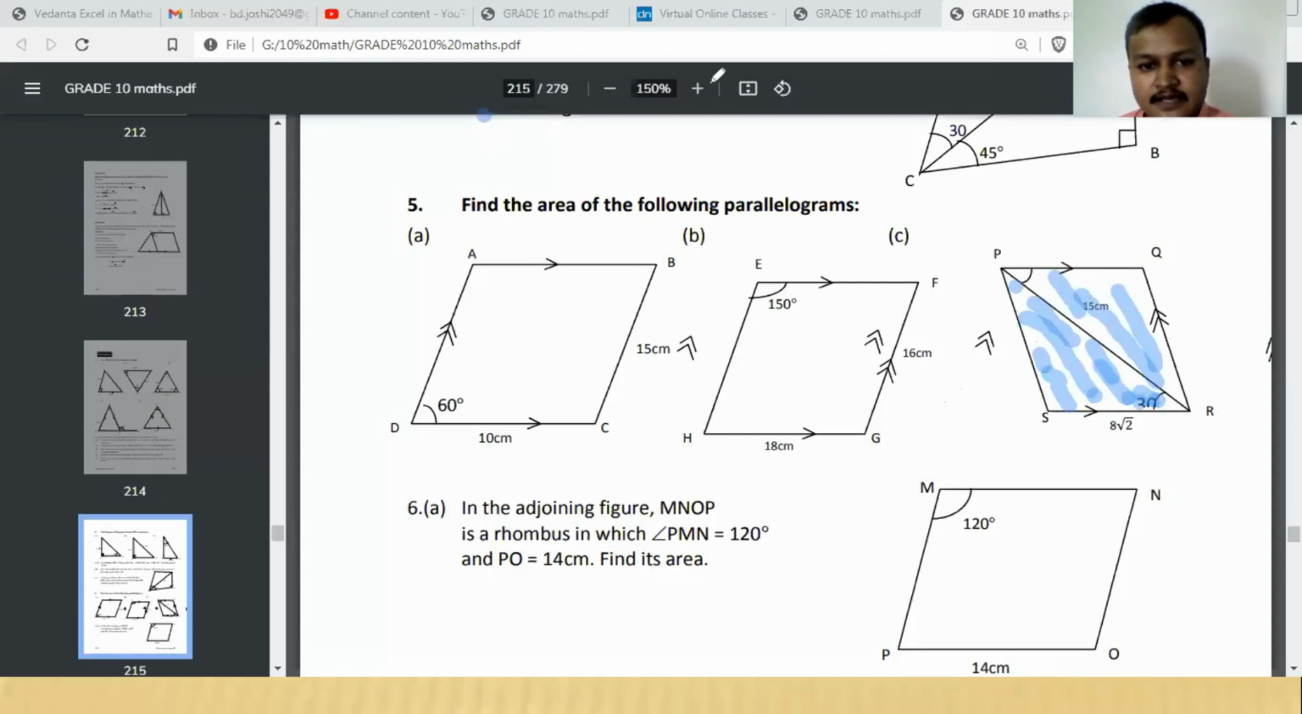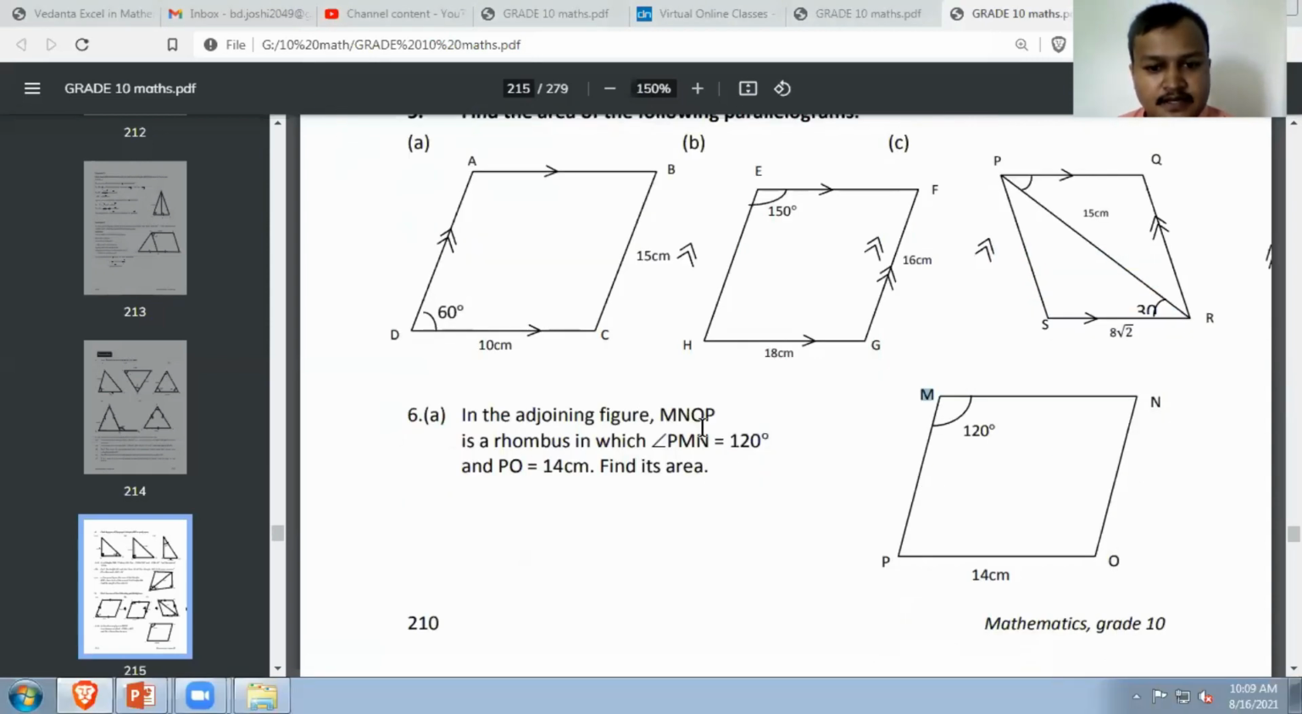The areas of the lower triangle and the upper triangle are both equal. This one as well as this one, upper one and lower one. That means after getting the area of triangle PSR, we can multiply that by 2 to get the area of the parallelogram. So look at question number 6A now.